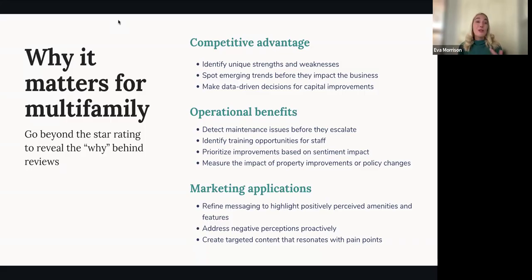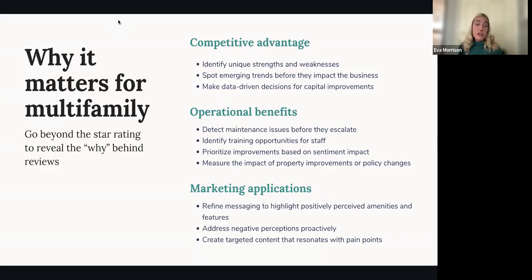If we're figuring out how to spend our money, what is going to have the biggest impact on keeping these units full, on lease renewals, sentiment analysis can guide us there a lot faster than manually reading through all of this data, the surveys, the reviews, and having our team try to interpret and figure out where to be spending their time and money.